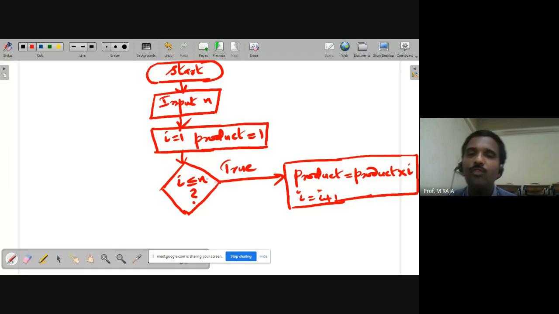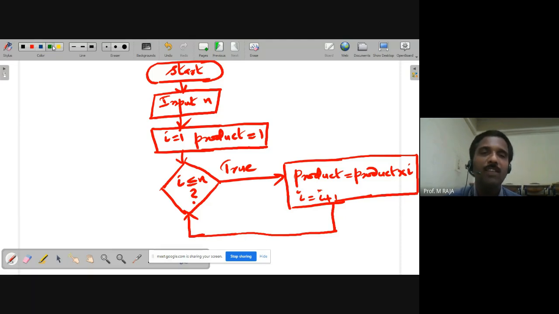again control goes to check if I is less than or equal to n. So carefully listen here. I need to transfer the control without any overlap to this place, because after incrementing the variable I by 1, again we need to check if I is less than or equal to n. If it is true, what happens? Product is equal to product into I is executed, then I is incremented by 1.